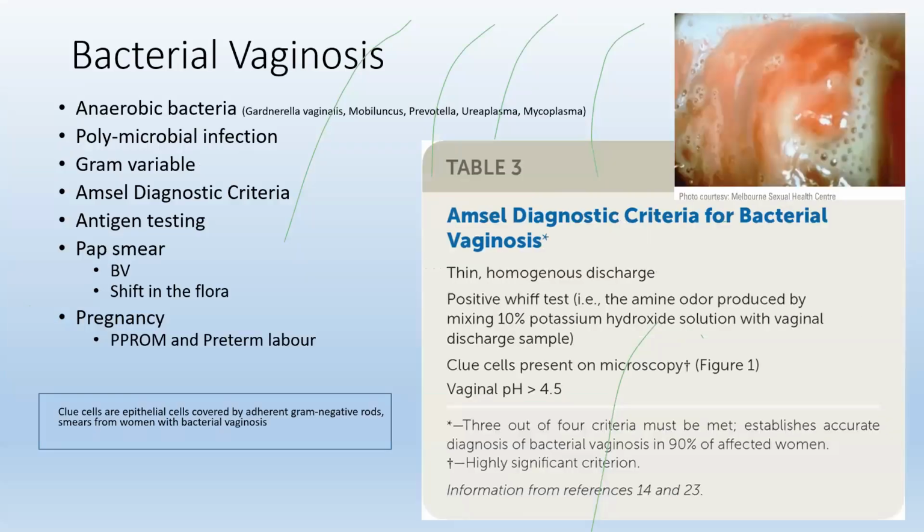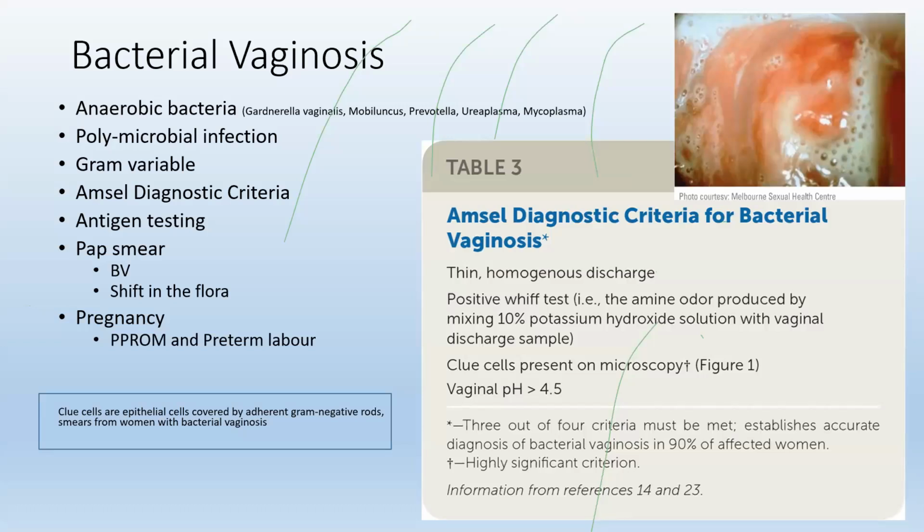So bacterial vaginosis is due to anaerobic bacteria, Gardnerella vaginalis, Mobiluncus, and this is also a polymicrobial infection. The gram is variable. Normally, you can actually use the Amsel diagnostic criteria. Most of the time, the discharge is thin, homogeneous. All right, there's a positive whiff test when you put potassium hydroxide 10%. There's an amine smell like urine. All right, there's a clue cell on the microscopy, and then there's a vaginal pH more than 4.5.